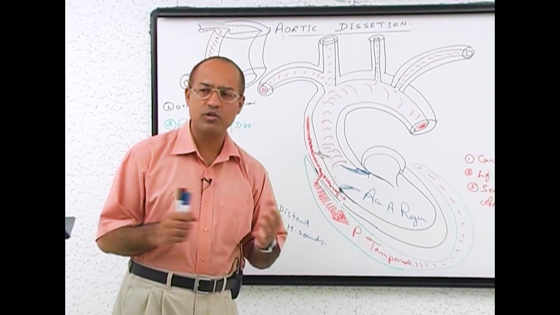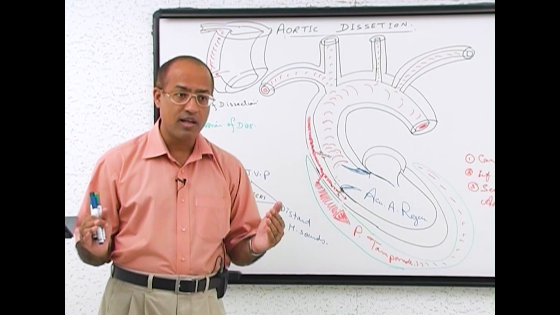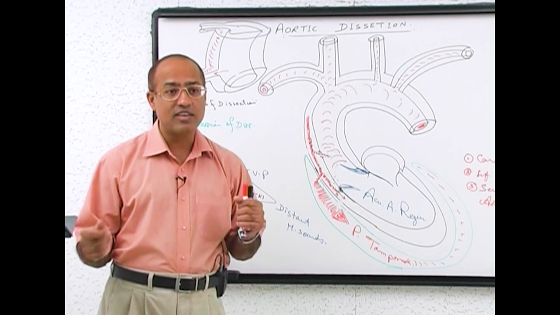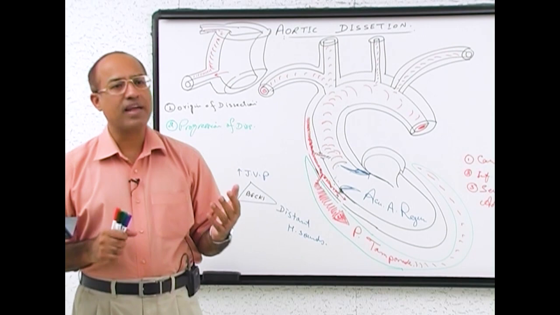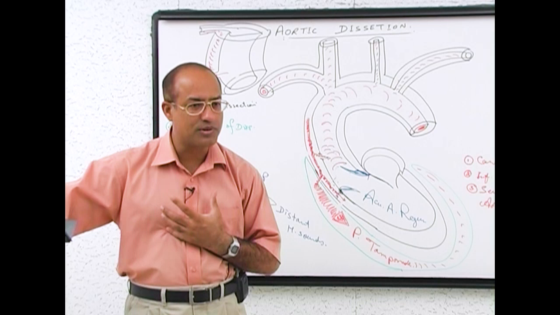Many times this pain is confused with the pain of myocardial infarction. Myocardial infarction is also severe pain. Aortic dissection is also severe pain. But myocardial infarction starts gradually, whereas aortic dissection pain is very severe and sudden. Myocardial or ischemic pain is dull and diffuse. But aortic dissection pain is not dull. It is sharp, cutting pain. Not dull and diffuse. It is well localized pain.